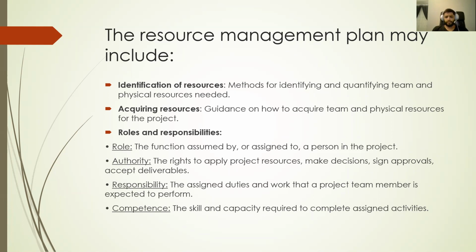Role is the function assumed by or assigned to a person in the project. Authority is the right to apply project resources, make decisions, sign approvals, and accept deliverables. Responsibility is the assigned duty and work that a project team member is expected to perform. Competence is the skills and the capacity required to complete assigned activities.